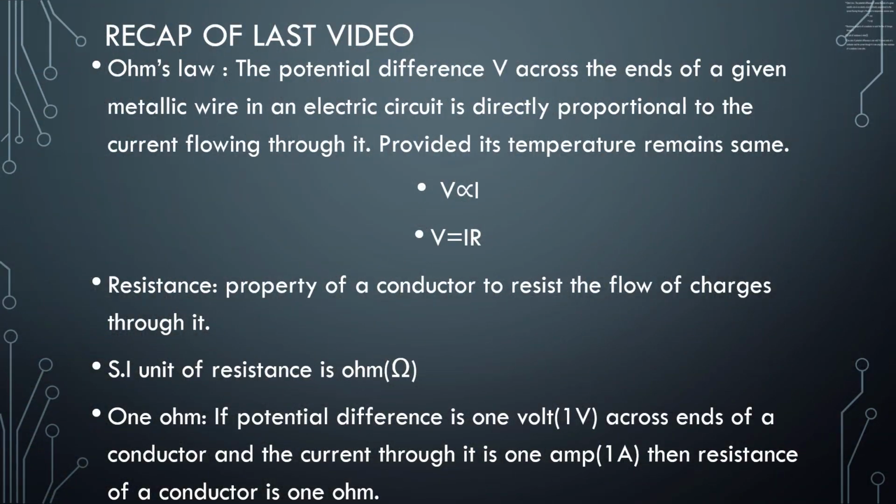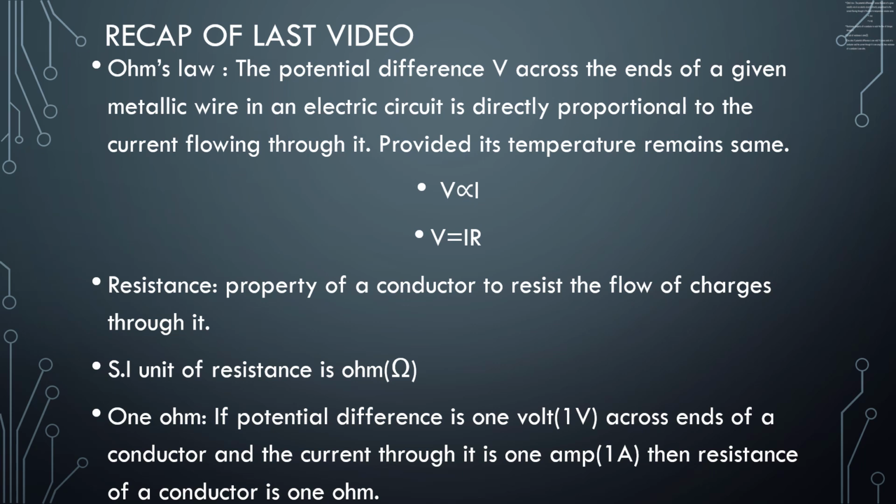Dear students, let us have some recap of the last video. In the last video, you learned the important concept that is Ohm's law. Remember students, potential difference and current, they both are two faces of a single coin. Based on that, Ohm has given his law, and that is the potential difference V across the ends of a given metallic wire in an electric circuit is directly proportional to the current flowing through it, provided its temperature remains the same. That is, V is directly proportional to I, and the formula is V is equal to IR.